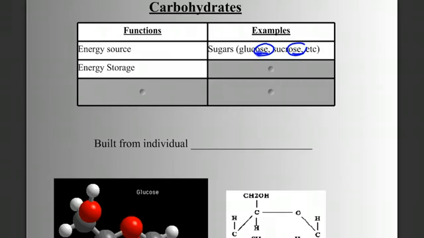Other functions of carbohydrates are as energy storage. Plants store their energy in a form of carbohydrate called starch, and animals will store energy short-term in a carbohydrate called glycogen, which we find a lot stored in muscles and in the liver.